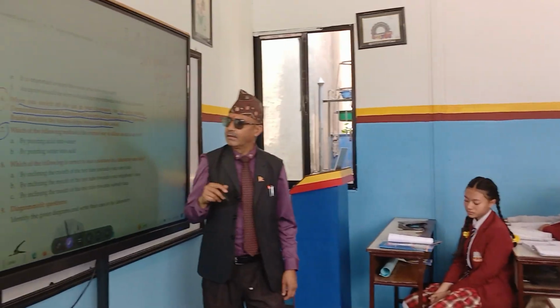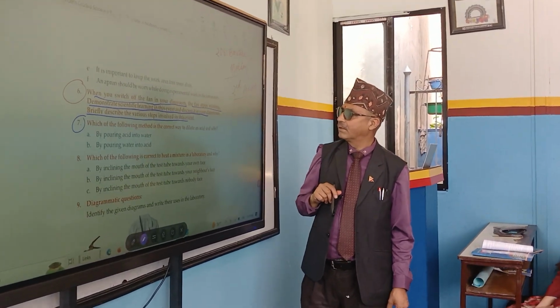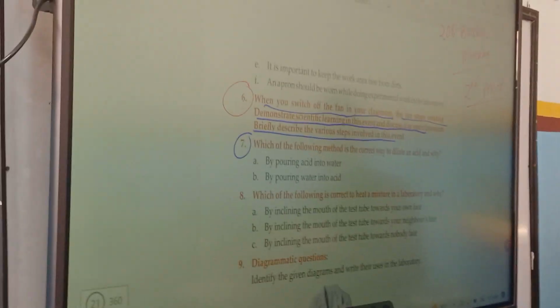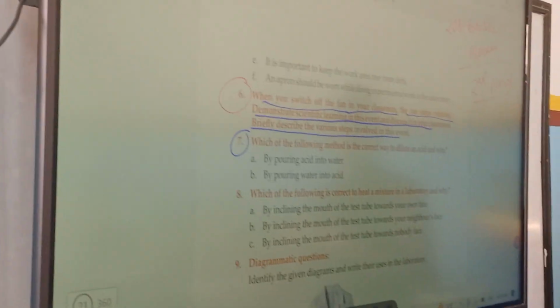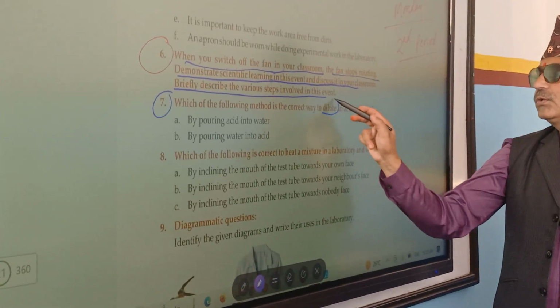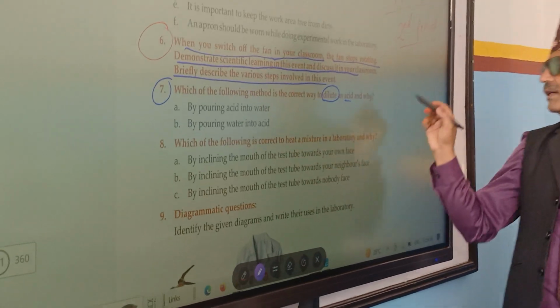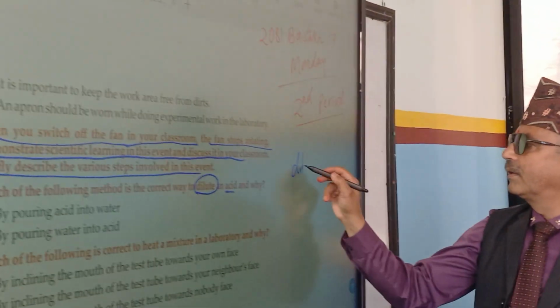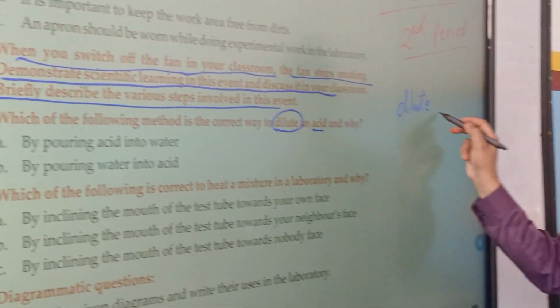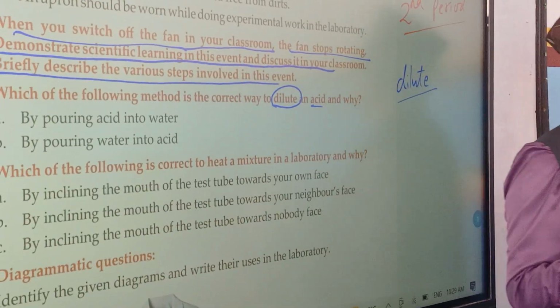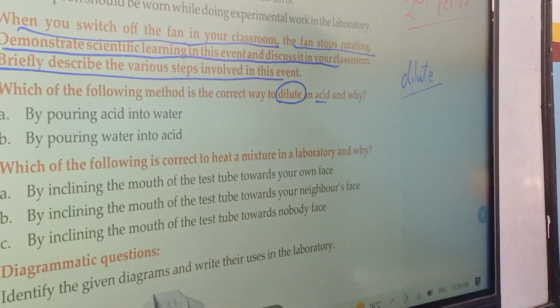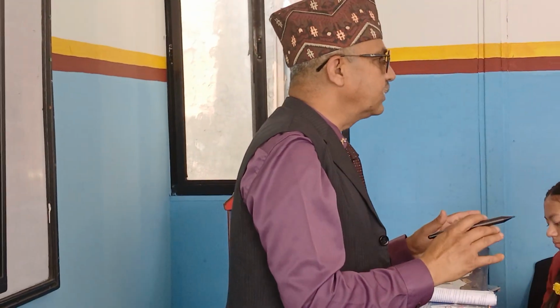Number 7. What does question number 7 say? Which of the following methods is the correct way to dilute an acid and why? What do you mean by dilute? Do you know? What is the meaning of dilute? Dilute means decrease its concentration. To make dilute means decrease its concentration.